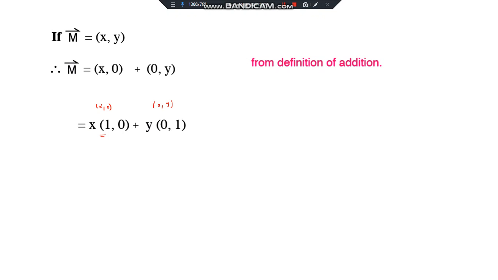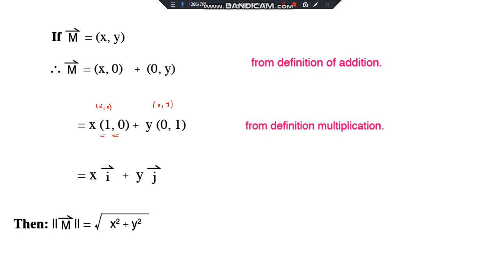So we have 1 and 0 is the i vector, so it will be xi plus y multiplied by the j vector. So we can write any ordered pair x and y in fundamental vector form as xi plus yj. So we have the norm of m equals root x power 2 plus y power 2, as we said before.